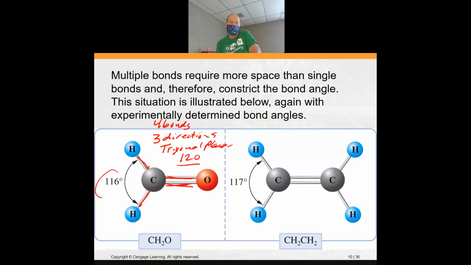Now, not every single one that is trigonal planar has exactly a 120-degree bond angle. But again, 120 is what we're going to call it, and it's going to be very close to 120. It may not be exactly 120. If you had the exact same three bonds, then it would be exactly 120. But if you have different things on there, like two H's and an O, you're not going to get exactly 120 for your bond angle.